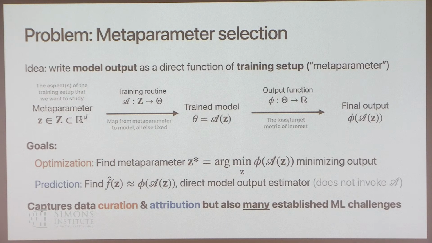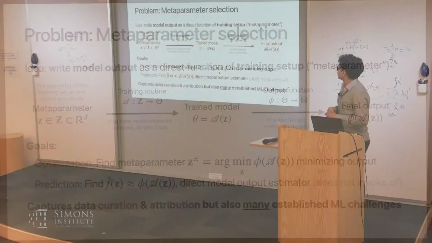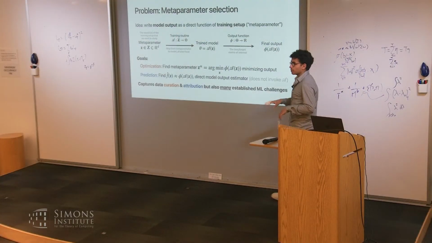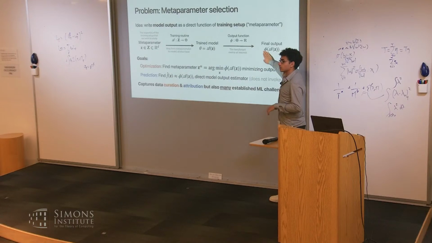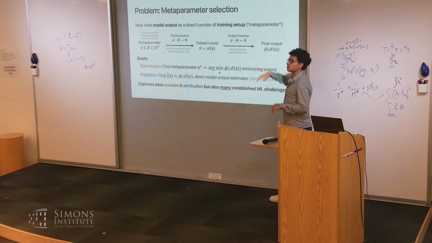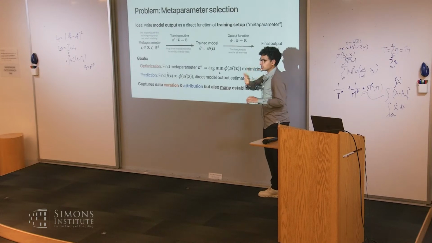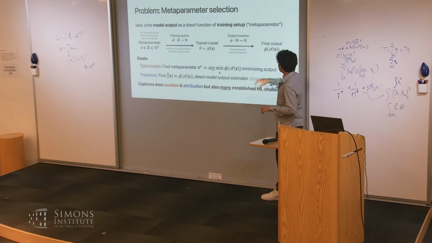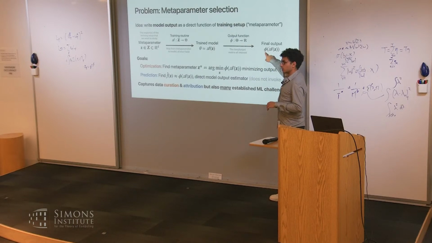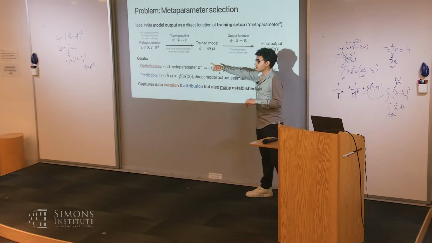Yes? Is the meta-parameter something chosen before training? Yes. The meta-parameter is some training quantity. And then in the optimization case, what if I choose the test set? Great. That's not going to be captured here. The test set is going to be wrapped into this function phi. So in the setting you're describing, you would encode the test set into this function phi.